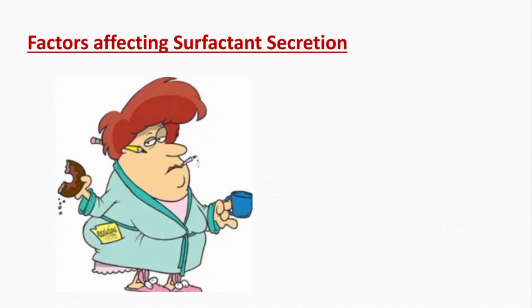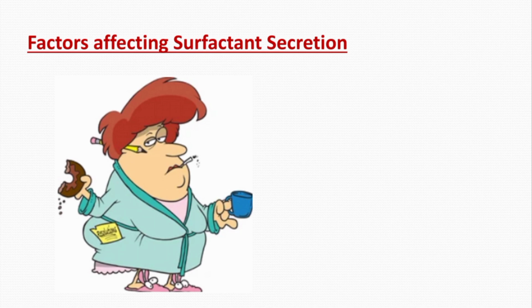Now, just like this, to remember the factors which decrease the secretion of surfactant, just look at this figure: an obese mother who also smokes. So, the first factor which decreases surfactant secretion, you can say, is hypothyroid mother.